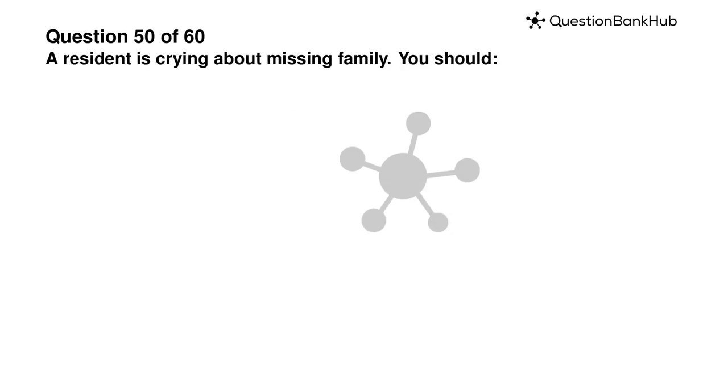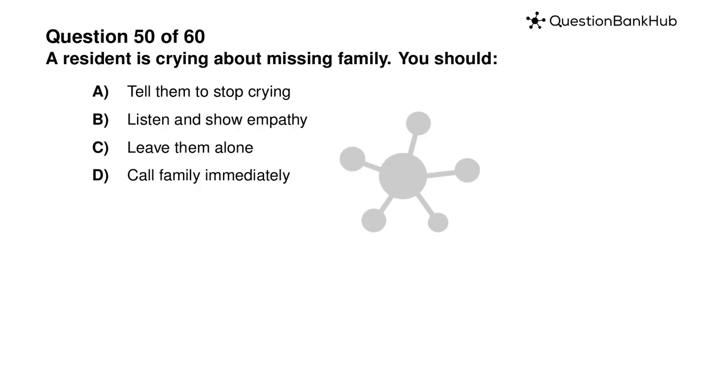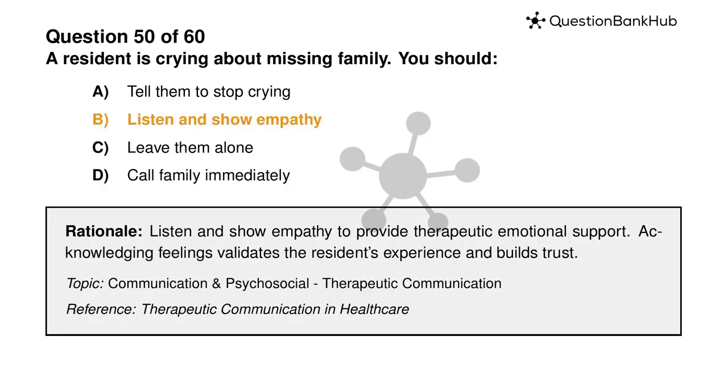Question 50. A resident is crying about missing family. You should: A. Tell them to stop crying. B. Listen and show empathy. C. Leave them alone. D. Call family immediately. The correct answer is B. Listen and show empathy to provide therapeutic emotional support. Acknowledging feelings validates the resident's experience and builds trust.